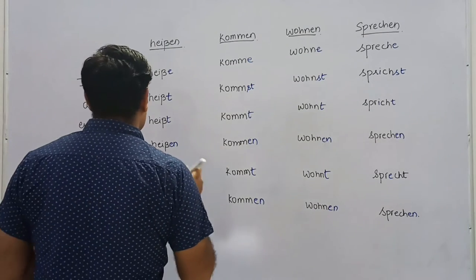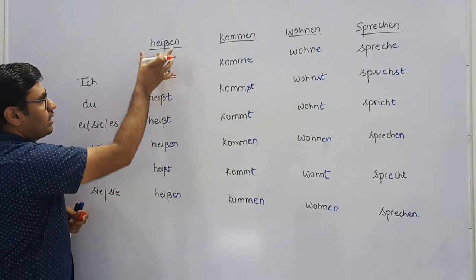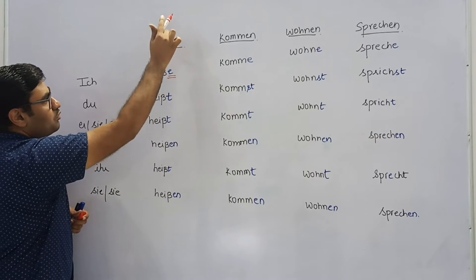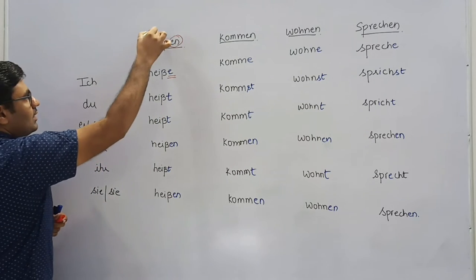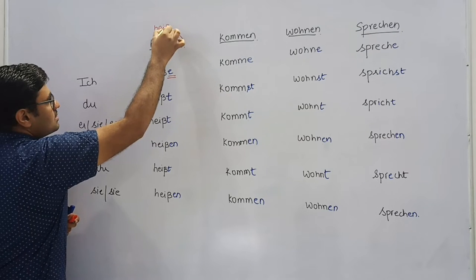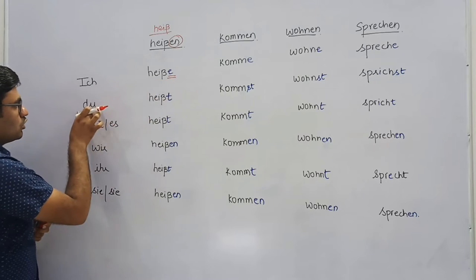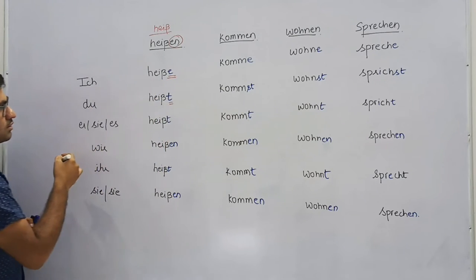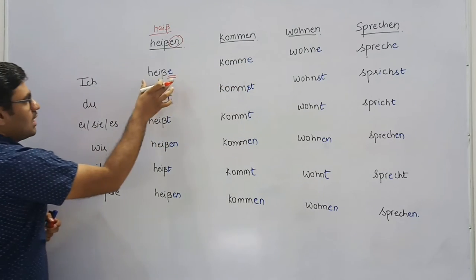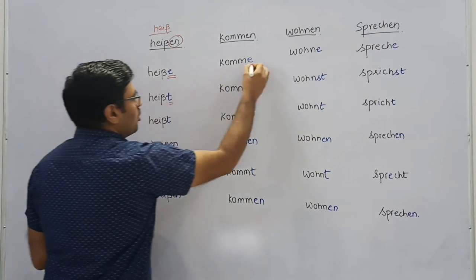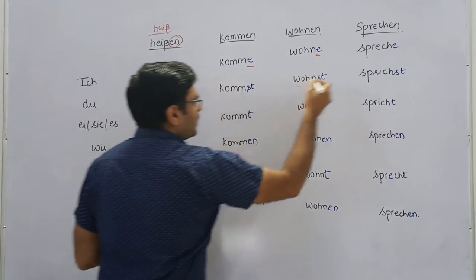Okay. Here, see, ich heiße. Okay, the verb is heißen. We removed en from here, and the word left with us is heiß. Okay. Ich heiße. Du heißt. If we go in a straight line, I'll say ich heiße, ich komme, ich wohne, ich spreche.